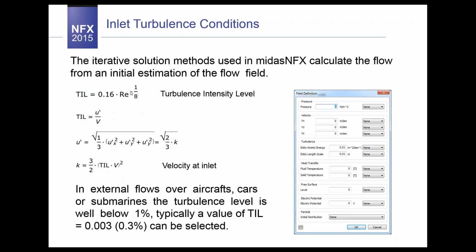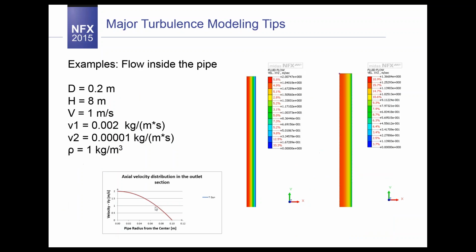Again there is a formula which is valid for internal flows, but due to experience there are some values that can be used in most cases. As I'm reading there, for external flows over aircraft or cars or submarines, the turbulence level is below 1%, but typically this value can be selected. I will now change the screen to the example.